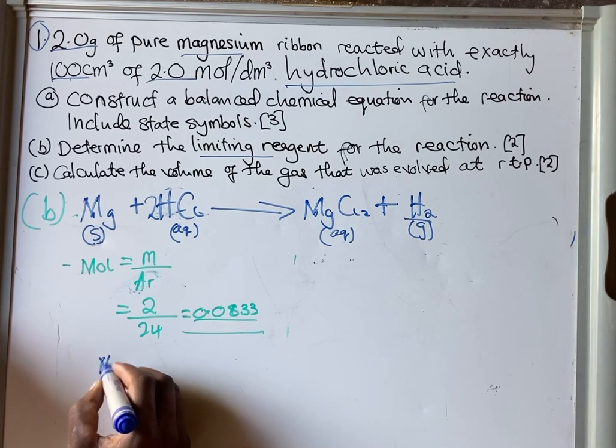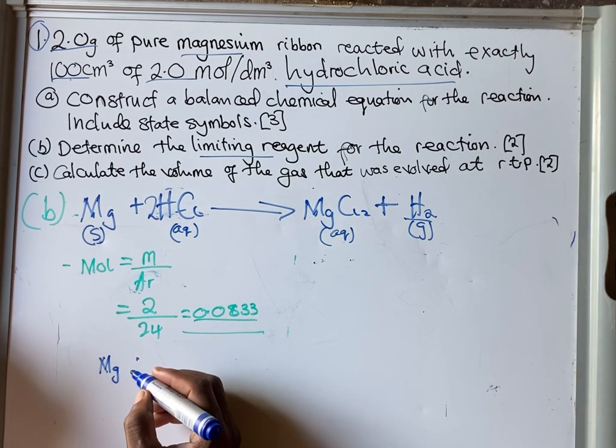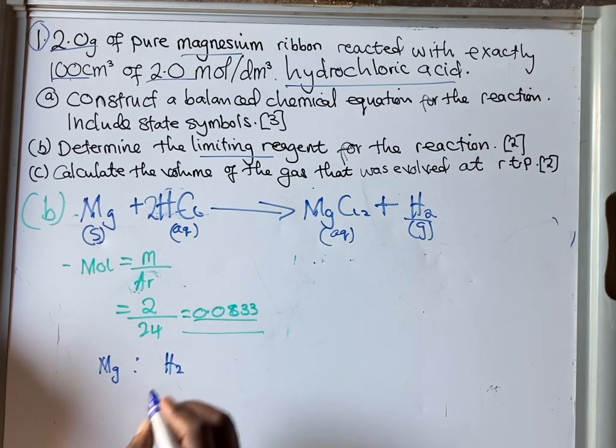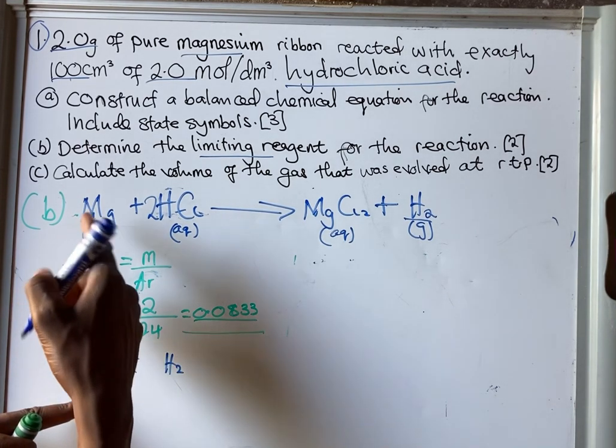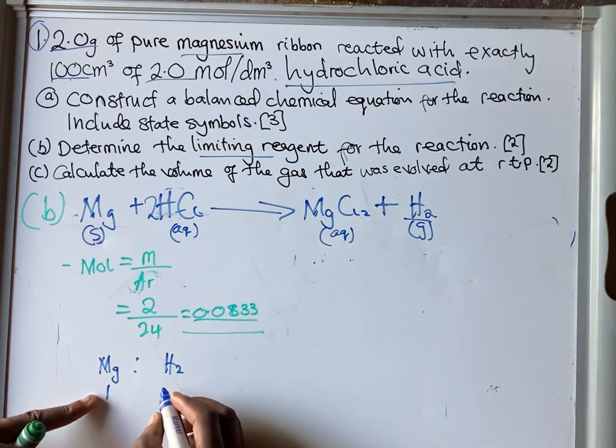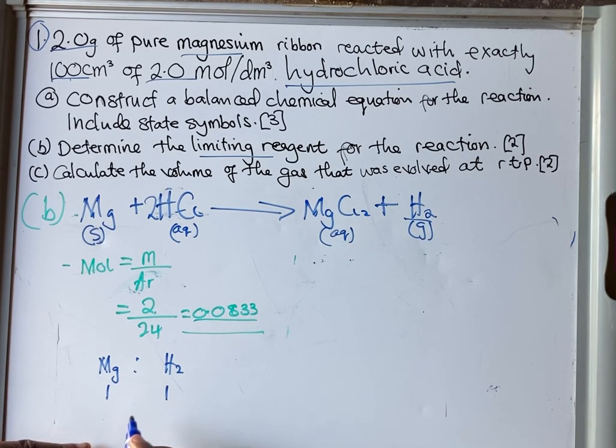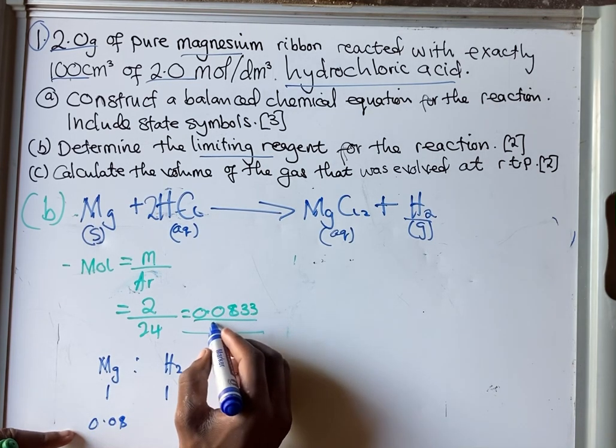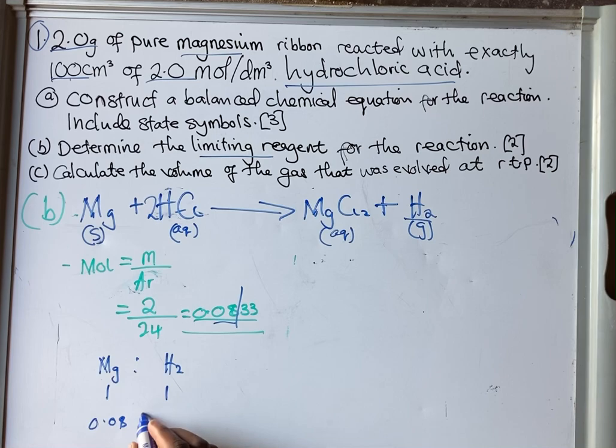So we have magnesium to hydrogen gas. The number in front of magnesium is 1. The number in front of hydrogen gas is 1. The number of moles for magnesium is 0.08. Then if the numbers in front are the same, it means they have the same number of moles. So even hydrogen gas has 0.08 moles. So the number of moles for hydrogen and magnesium is the same.